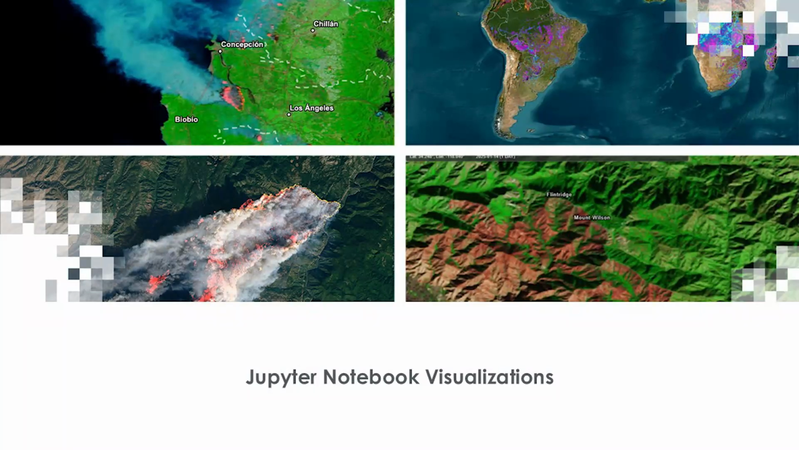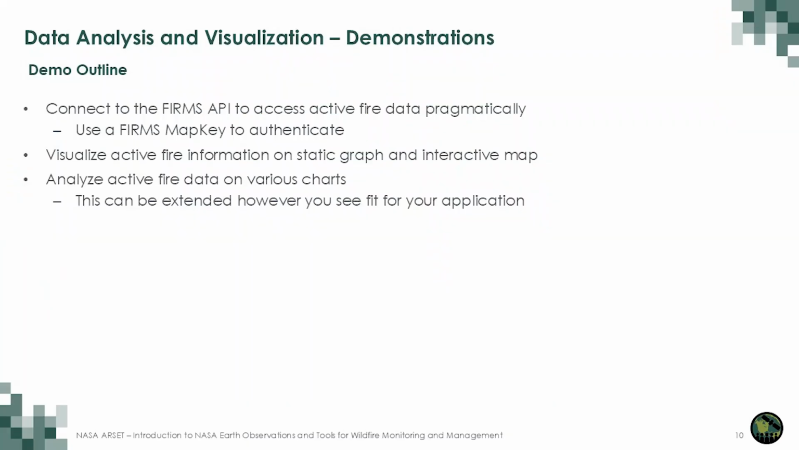Thank you very much, Brad, for that thorough demonstration of static thermal anomaly data in FIRMS and its functionalities. It was great to get a tour of how to use it. In this next demonstration, Dylan will be showing us how to generate a FIRMS map key, how to visualize active fire information on a static graph and interactive map, and how to analyze that fire data.